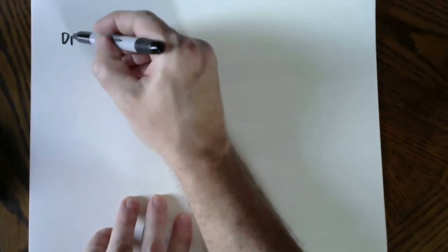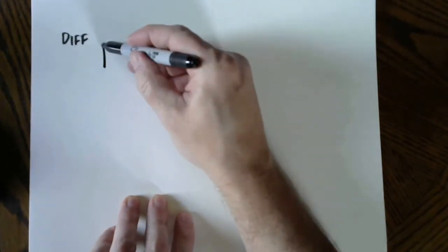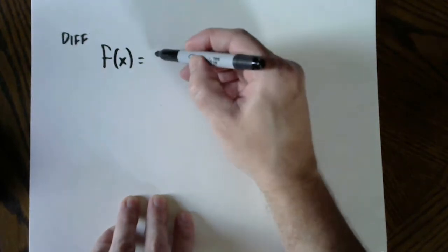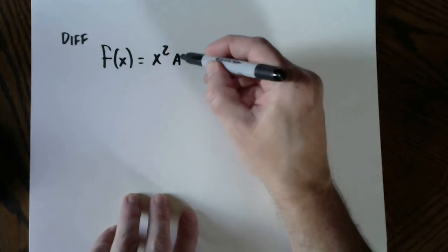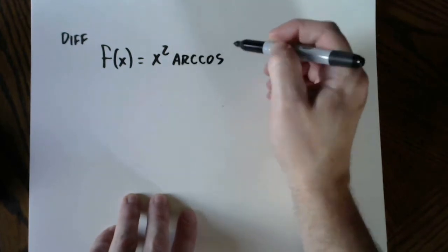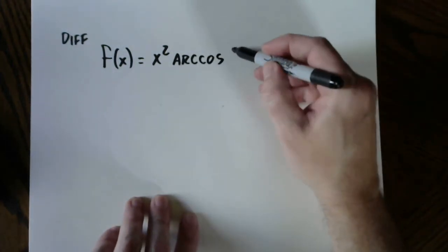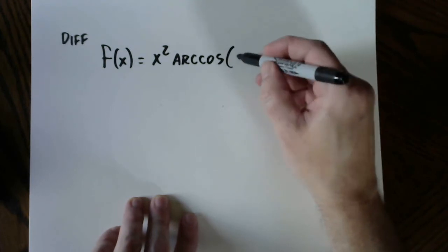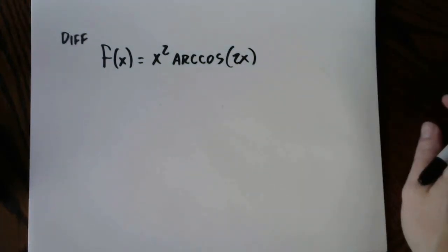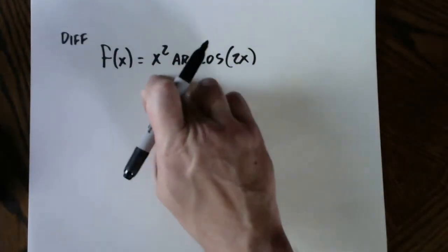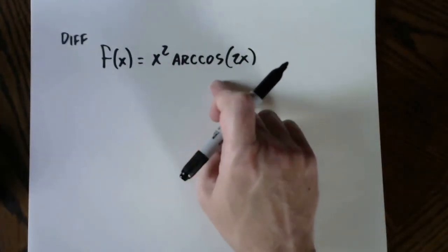Okay, let's see, what else we got here? How about differentiate? Let's just make it up. x squared arccosine of... I'm just making things up. Okay, so what's the first layer here? This is a product. Within the product rule, I'll have a simple power rule, and I'll have my new arccosine rule.